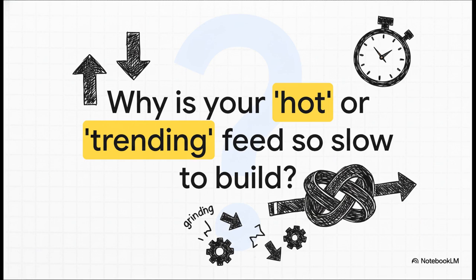Okay, so let's start with a problem that probably hits close to home for a lot of developers out there. You have this awesome idea for ranking content in real time, right? But when you go to build it, everything just grinds to a halt. So what gives? Why is building that hot feed so incredibly tough?